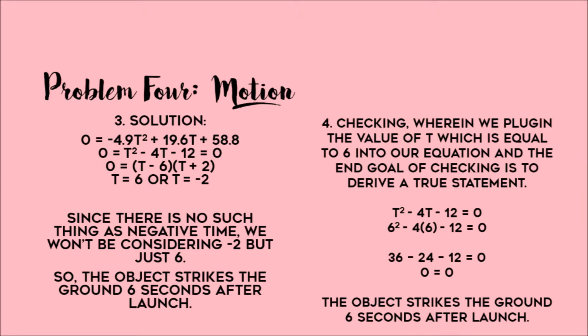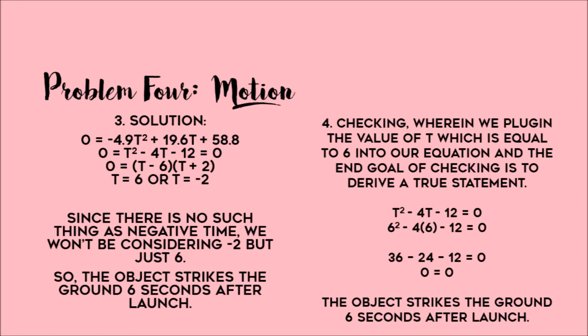We're going to check this now, where we're going to plug in the value of t, which is equal to 6, into our equation. The end goal of checking is to arrive at a true statement so we know our answer is fully correct. It's much easier to use the equation in general form, and we end up arriving at a true statement anyway, but I'm just going to show you. So the original equation is t squared minus 4t minus 12 is equal to 0. Instead of using t, we're going to put 6. So it's going to end up being 6 squared minus 4 times 6 minus 12 is equal to 0.